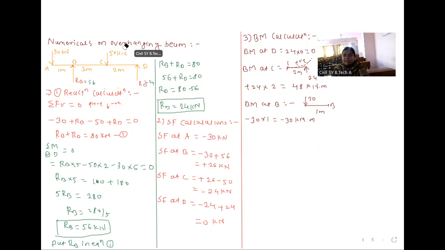Here an overhanging beam is there. So in that, we have to calculate the zero bending moment point. The point where bending moment is zero is the point of contraflexure. Okay, point of contraflexure.